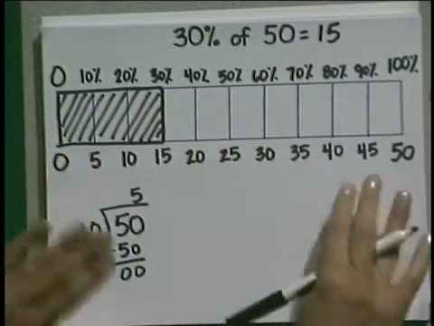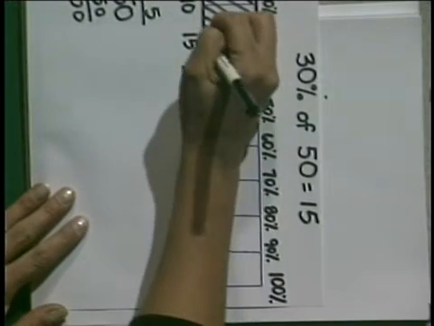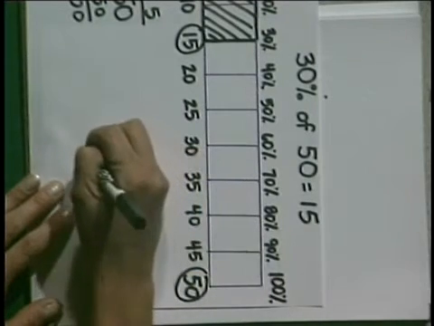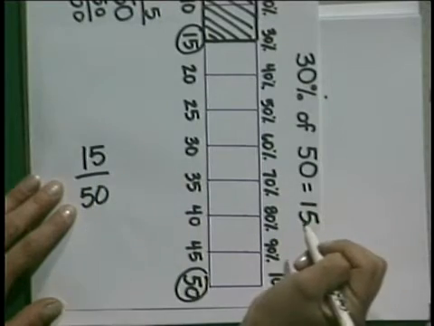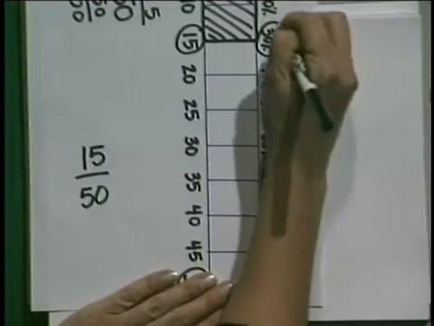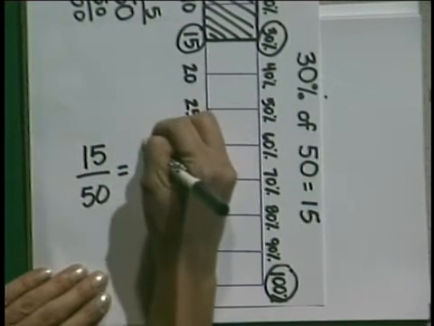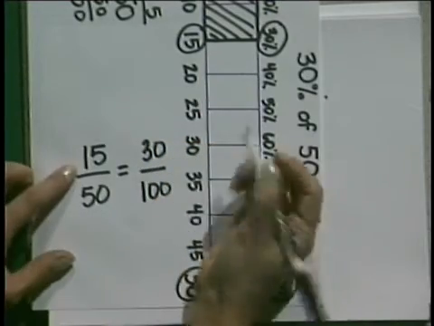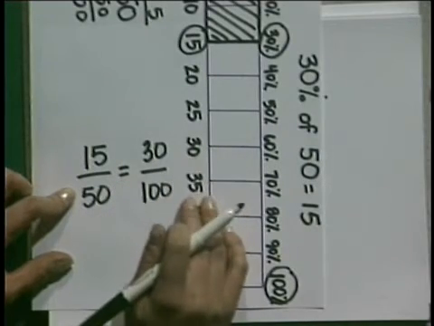If I take my model and I rotate it on its side, it sets up a proportion for me. So I have 15 over 50, and I'm going to rewrite that as a proportion, or as a ratio, as a fraction. And on the right-hand side, I have 30% over 100%. So equals 30 over 100. So my model is showing me the same proportion as 15 over 50 equals 30 over 100.